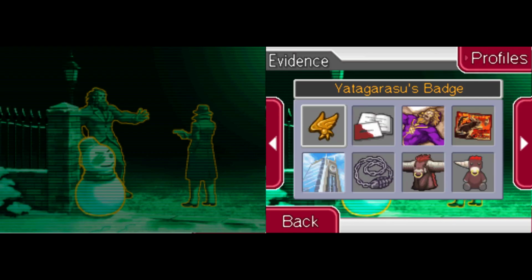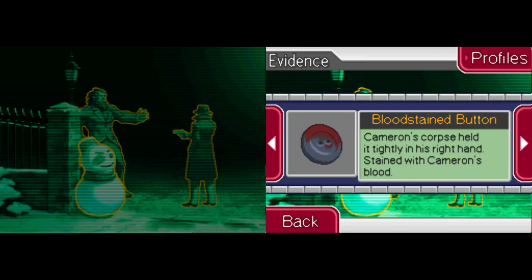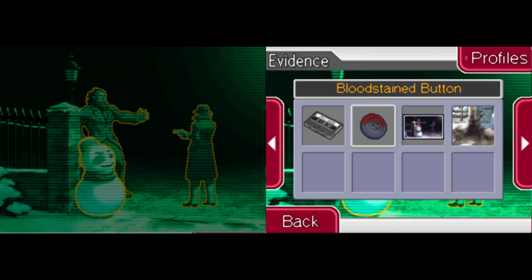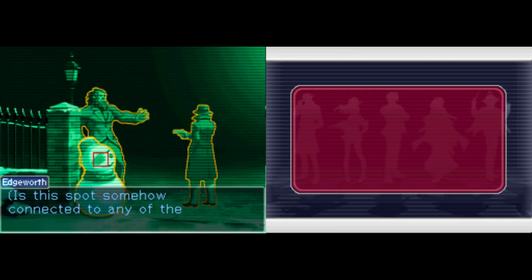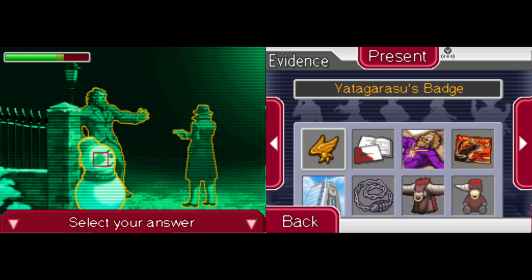Oh, that's where the button's from. It's not from anyone's jacket. It's from this snowman's eye. Poor snowman. Is this spot somehow connected to any of the evidence I hold? Oh, let's find out.